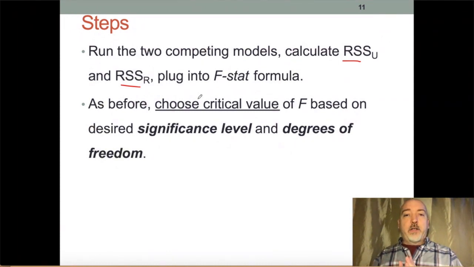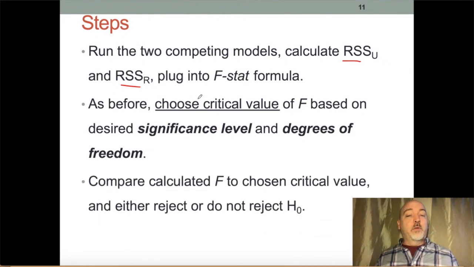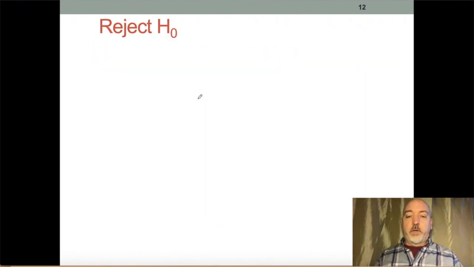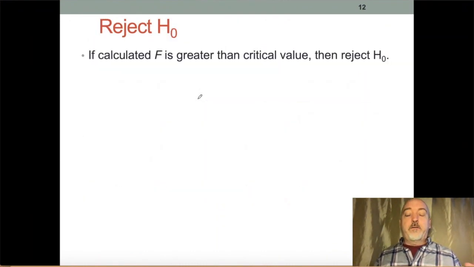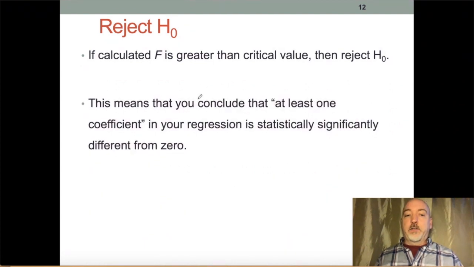Then we look up the appropriate critical value based on our significance level and our degrees of freedom. And then we make the comparison. If our calculated F-statistic surpasses the critical value, we can reject the null. We have found joint significance in our coefficients.